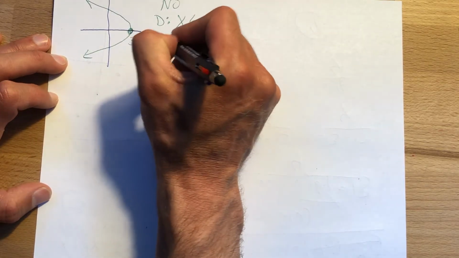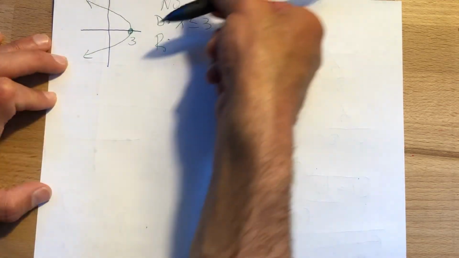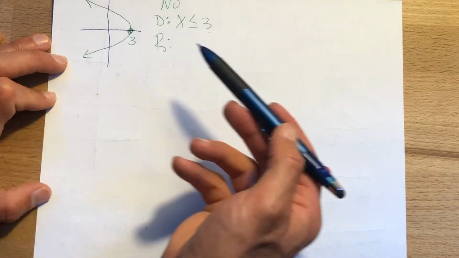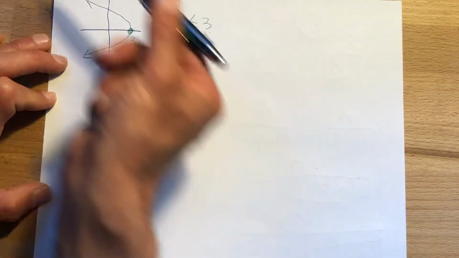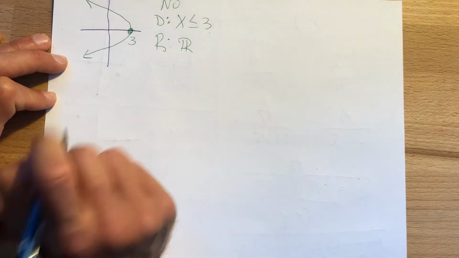The range is how far does this go up and down? This goes down forever, even though it's diagonal, still goes down. This goes up forever, even though it's diagonal, still goes up forever. So your range is all real numbers.